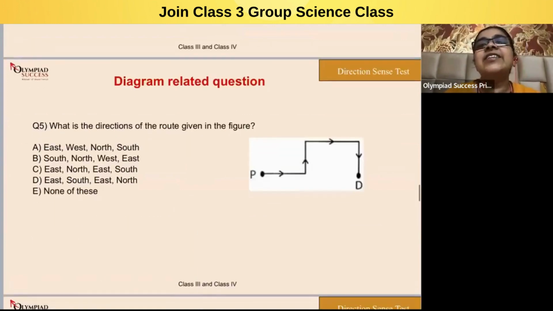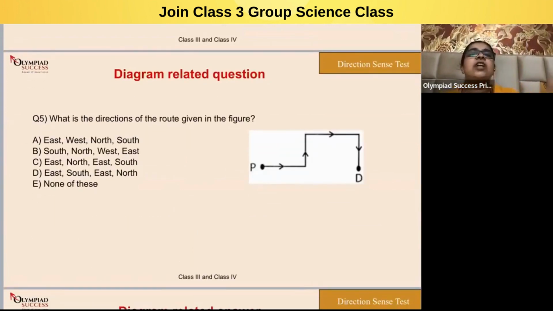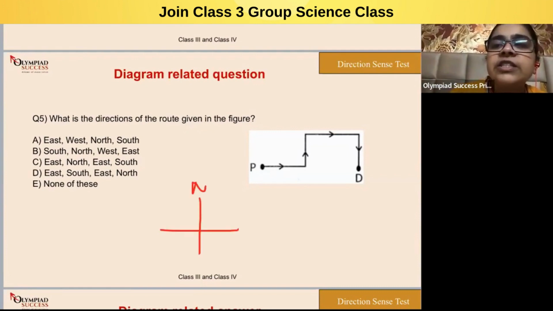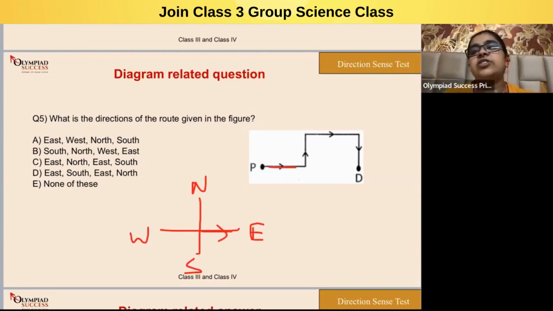This is another category of questions which is considered to be the easiest of the lot. What you are supposed to do here is just take which direction they are moving. Quickly draw your north, east, south, west and see this direction means which direction. Do it like this. Check the options.